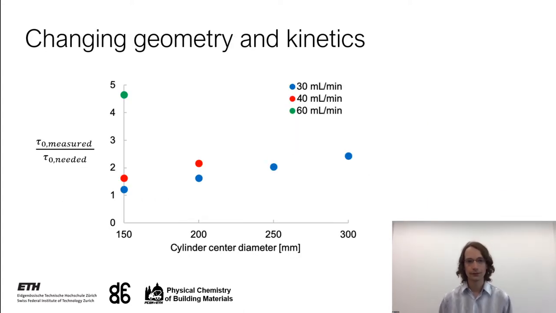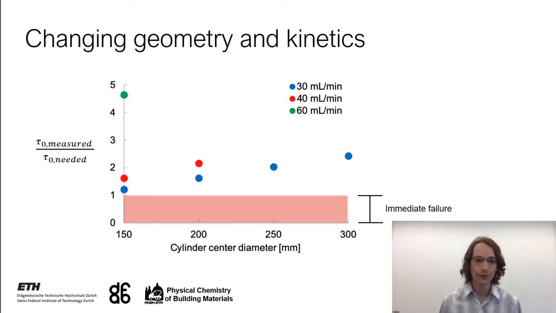Now we can take the same approach and look at different geometries. So on the x-axis, our cylinder diameter changes, and we use different quantities of accelerator. And we can then, for every single one of these measurements, compare the measured yield stress to the one that is needed. And we get this graph.